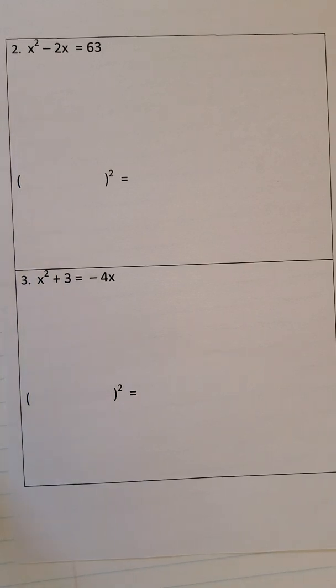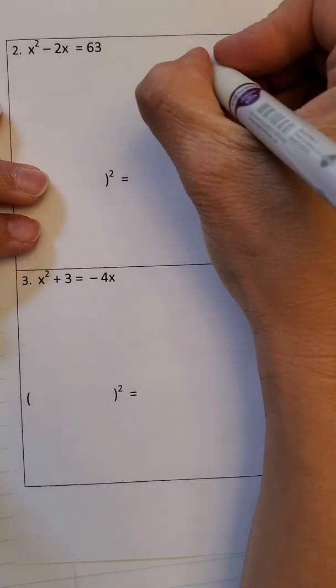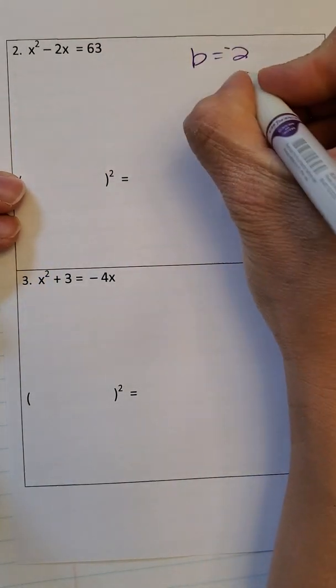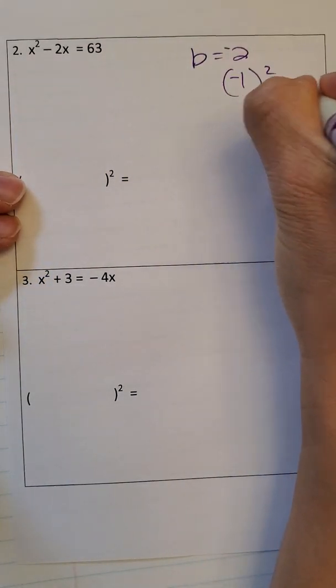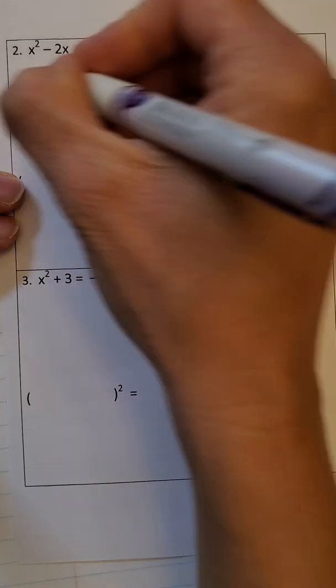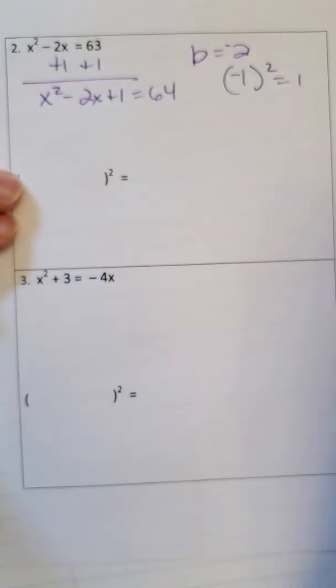We'll continue. So first step, get C on to the right side. It's already there. Second step, take half of B. B is 2, right? So half of it would be negative 1, but when I square it, I just get a 1. And add that to both sides. So I'm adding 1 to both sides. I get x squared minus 2x plus 1 equals 64.